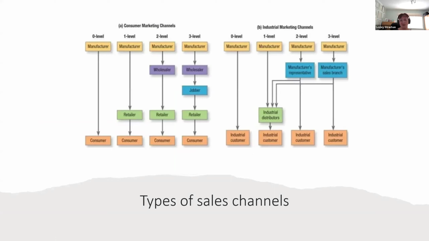This image is figure 19.8, which comes from the Kotler et al. book on marketing management in chapter 19. So we're going to go through each of these levels to see what the differences are and then apply them in the simulation.